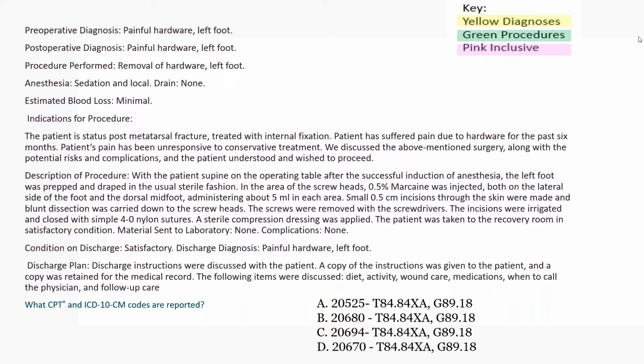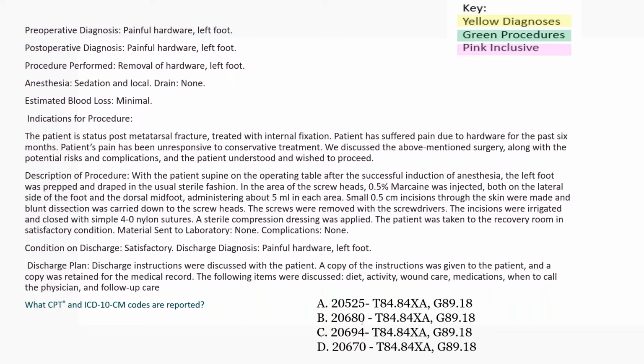Okay, what CPT and ICD-10-CM codes are reported? A. 20525, T84.84XA, G89.18. Answer B, 20680, T84.84XA, G89.18. Answer C, 20694, T84.84XA, G89.18. Answer D, 20670, T84.84XA, G89.18.